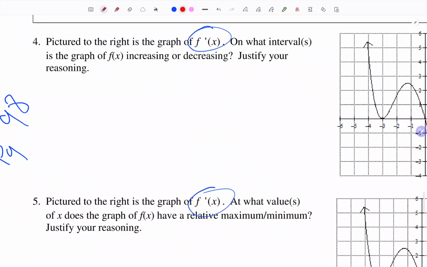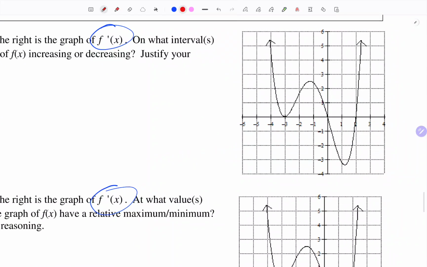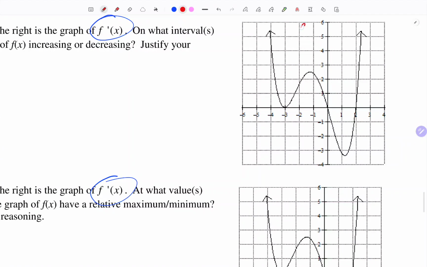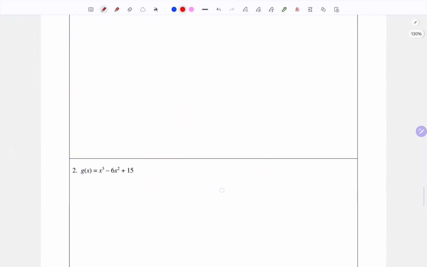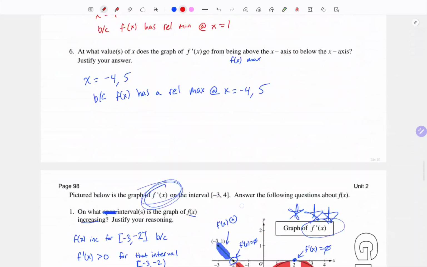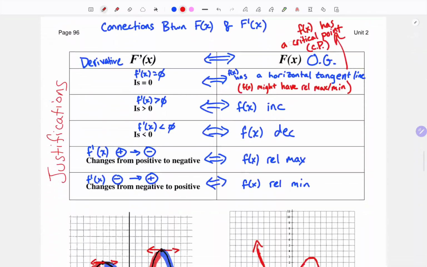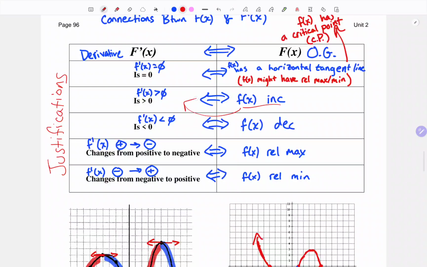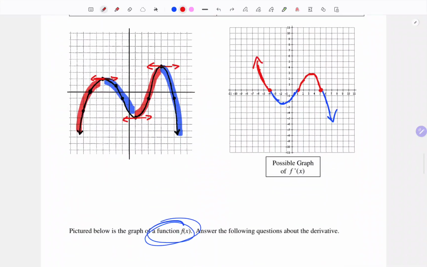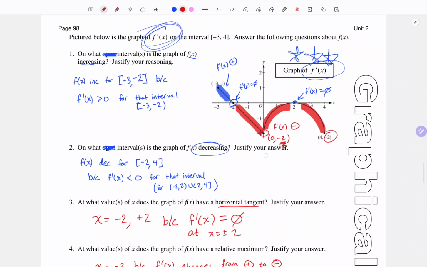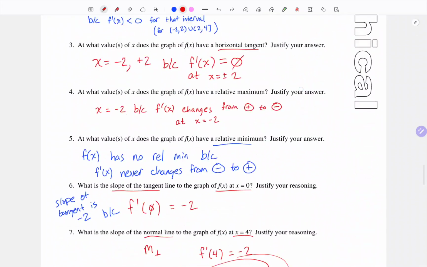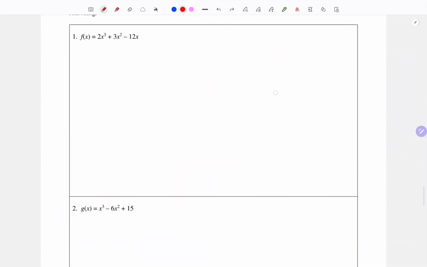Then this one is the same idea, but with our derivative. And again, this is the graph of f prime already. So we're looking for the same concept, whether f of x is increasing or decreasing. We want those same justifications. We're going to use this table. Where f of x is increasing, we're going to look where f prime of x was greater than 0. And the page you can look at is page 98. Make sure you understand page 98, and those bottom 2 questions will be the exact same as that.